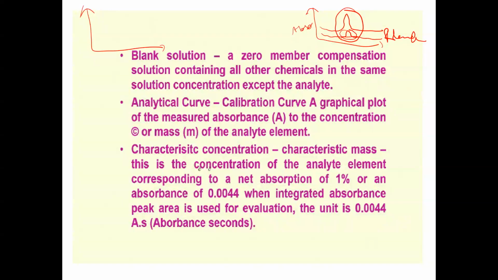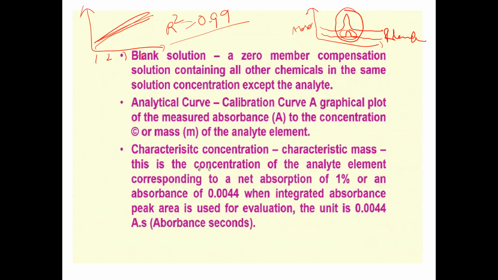The analytical curve is basically the linear calibration curve. Let's say you have made 5 or 6 solutions containing 1 ppm, 2 ppm, 3 ppm, 4 ppm, and 5 ppm, and you noted the absorbance corresponding to these concentrations. You will get a linear plot if it is following the Beer-Lambert law. So this is the calibration curve, or you can also note the value of fitting, which should be close to 0.99. So that is the analytical curve.